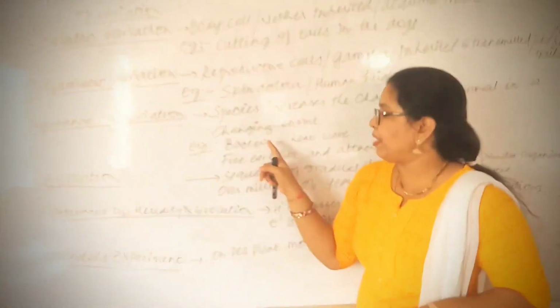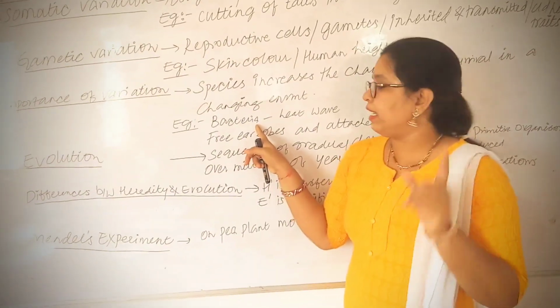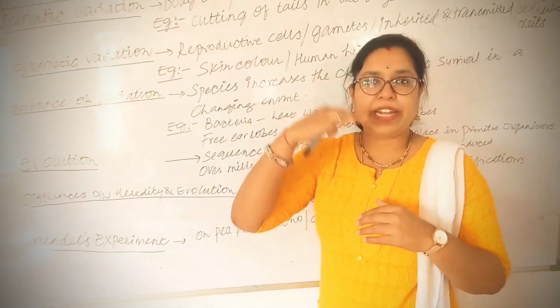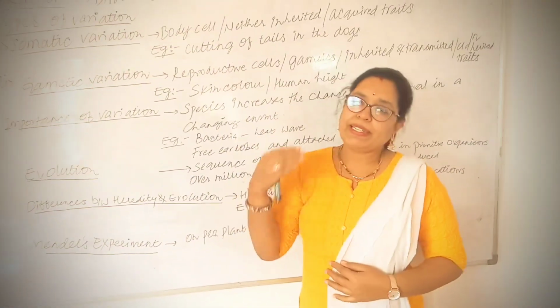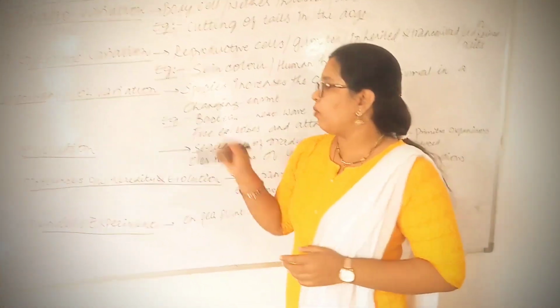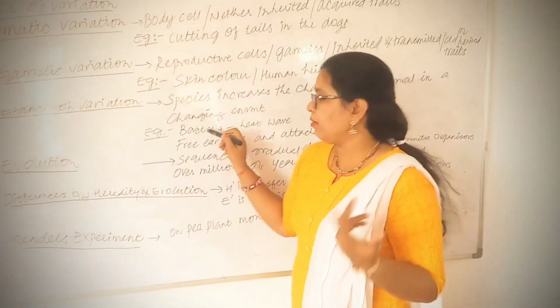One other example is bacteria. Bacteria could be killed by heat, higher temperatures. But as our climate and temperature change, bacteria also adapted to it.